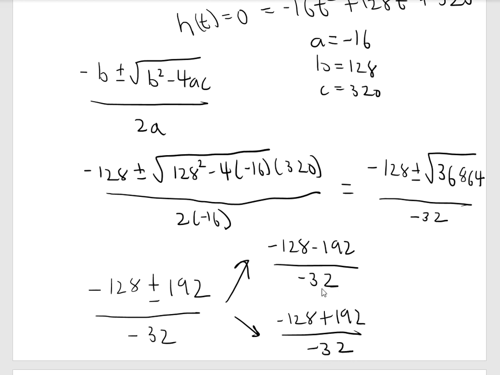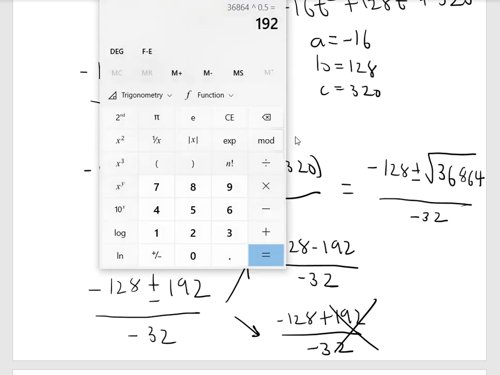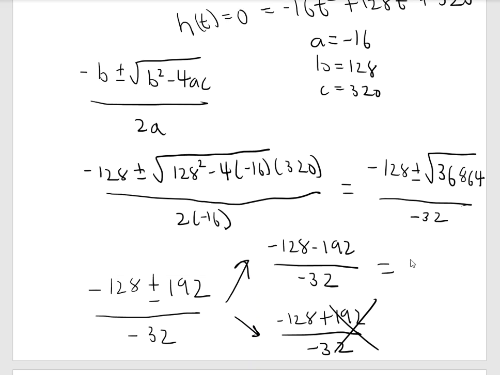And this one right here is going to be bogus, right? Because 192 is bigger than 128, which gives me a positive divided by a negative. So this one's not going to be possible, but this one is. So let's look at this one. So minus 128, minus 192, and then divide that by negative 32, and that gives me 10. So the answer is 10 seconds.